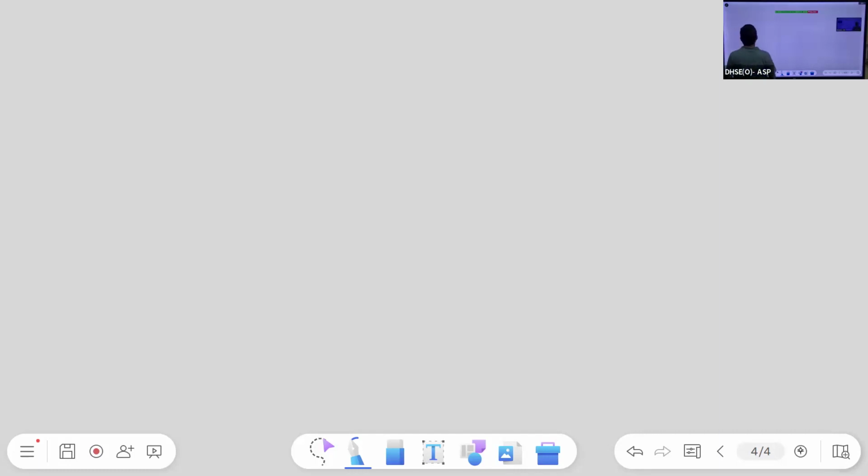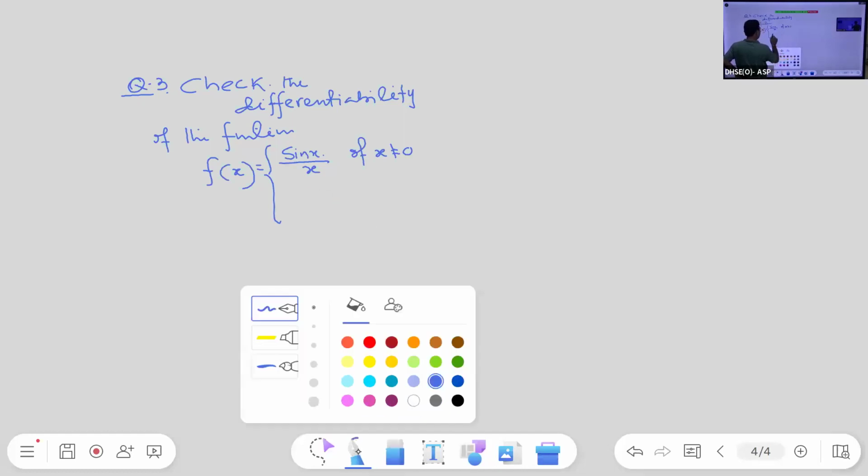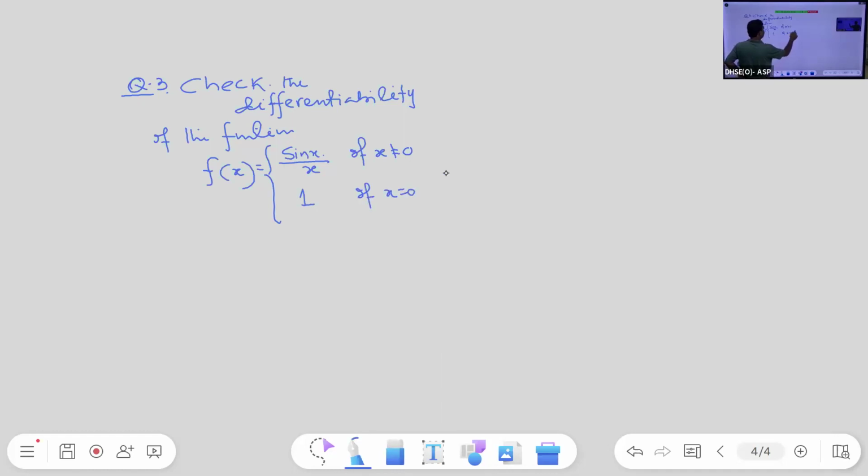Check the differentiability of the function f of x equals sin x upon x if x is not equal to 0, and 1 if x is equal to 0, at x equal to 0. Okay. Try to solve this question.